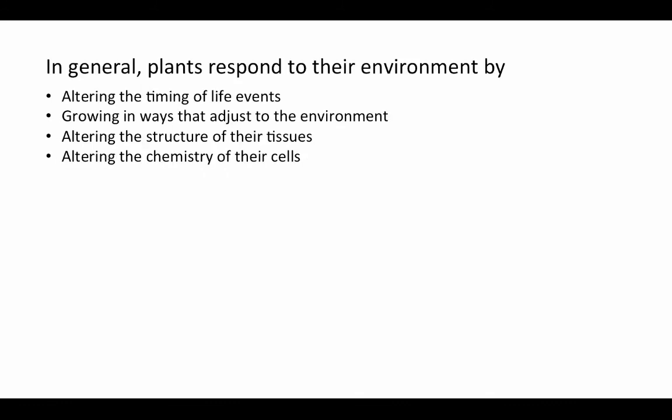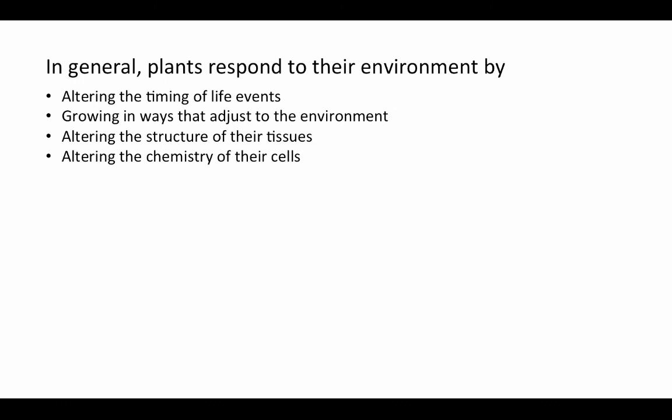So in this web lecture, we've seen some general mechanisms that plants use to respond to their environment. We saw several ways in which plants can alter the timing of life events, from germination to flowering times, in response to what they're sensing in their environment. Another way is growing in ways that adjust to the environment. If they're being shaded, they may grow vertically up out of the shade. If they're growing in the wrong orientation with respect to the ground, they can change their orientation in response to gravity.